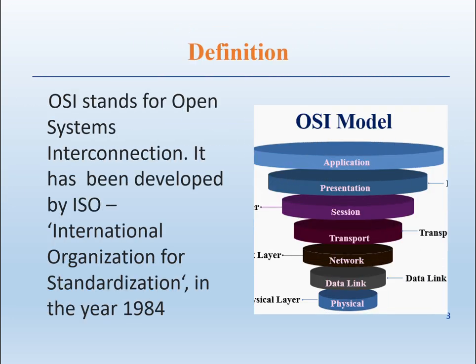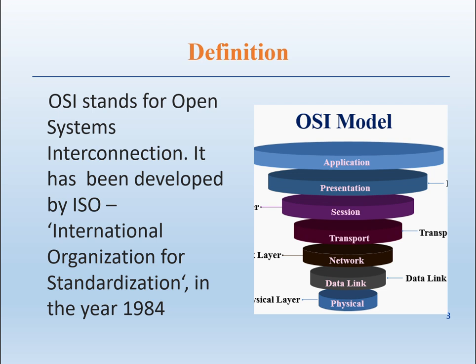The OSI model is a conceptual framework that standardizes how different computer systems communicate over a network. It was developed by the International Organization for Standardization in the year 1984 to provide a universal set of rules for network communication. This model divides the process of data communication into 7 layers, where each layer performs a specific functionality and interacts with the layer that is below and above it.